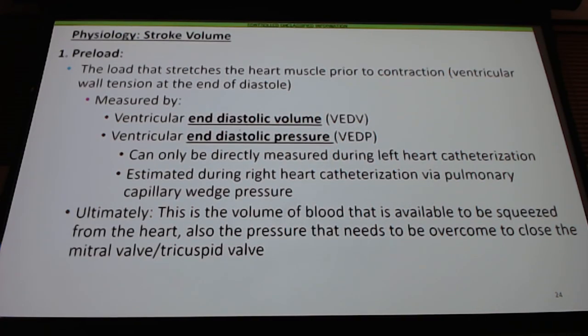When we talk about the preload component of your stroke volume, this can be measured as either the end diastolic volume or your end diastolic pressure. So this is the amount of volume in the ventricle at the end of diastole, immediately before systole starts.